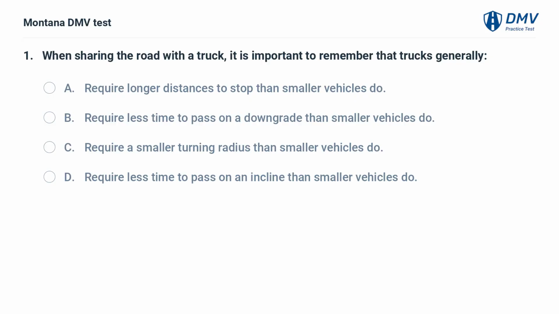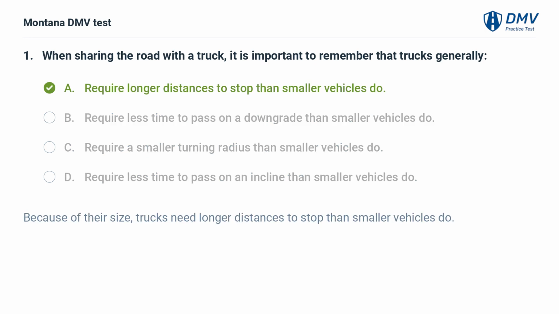When sharing the road with a truck, it is important to remember that trucks generally: A. require longer distances to stop than smaller vehicles do. B. require less time to pass on a downgrade than smaller vehicles do. C. require a smaller turning radius than smaller vehicles do. D. require less time to pass on an incline than smaller vehicles do. The answer is A. Because of their size, trucks need longer distances to stop than smaller vehicles do.